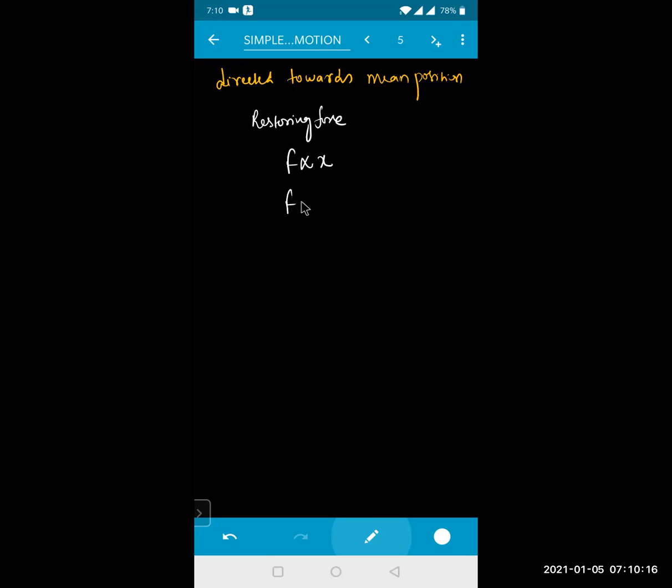Removing the proportionality sign, we get a constant, k, into x, and in the opposite direction, that is minus k x. So this is your restoring force formula. F is equal to minus k into x. Clear for everyone? Yes. So what is k here?